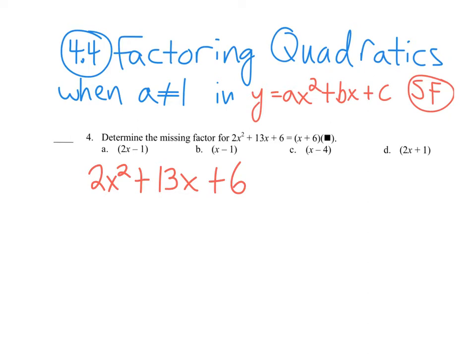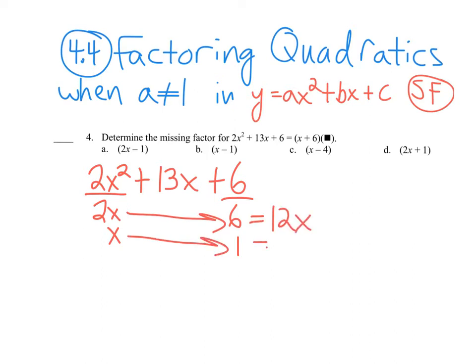So let's first consider factors of 2x squared. We can use 2x times x to equal 2x squared. And then factors of 6. Factors consist of 1 and 6 or 2 and 3. We're going to go with 1 and 6. 2 times 6 equals 12x. And x times 1 equals 1x. And if you add 12x plus 1x, that will equal 13x, our middle term, the bx term.